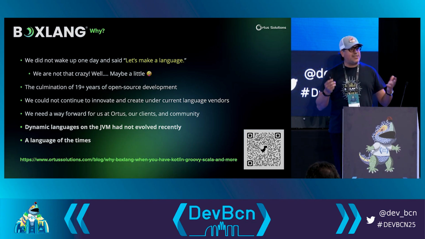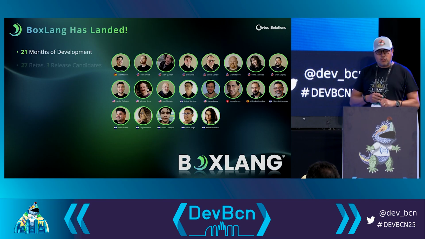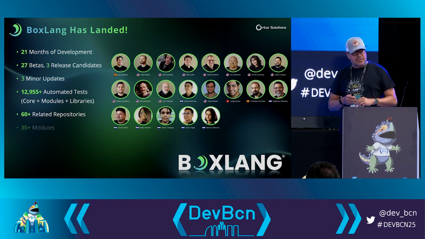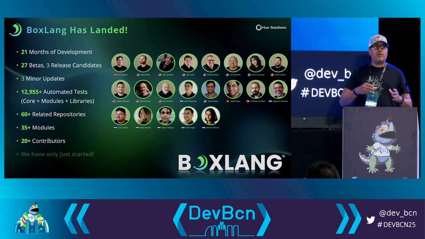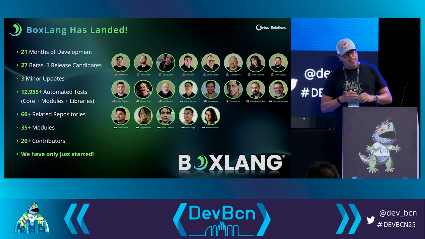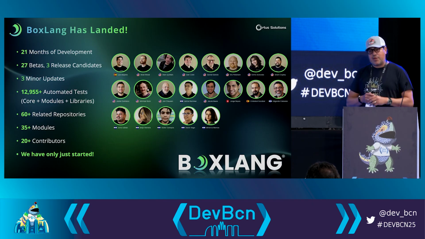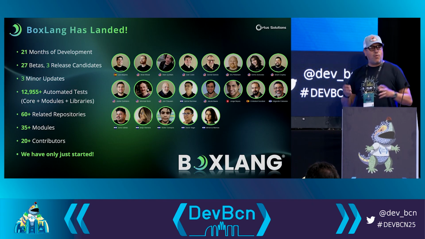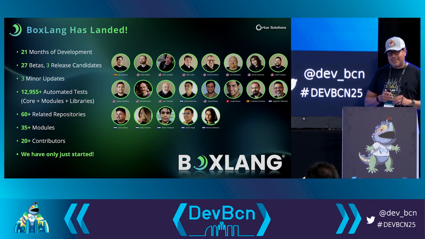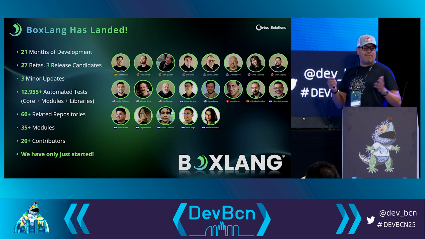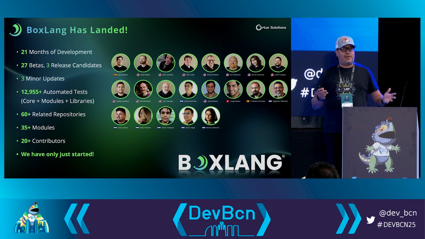So fast forward, those 21 months of development, we did about 27 beta releases, 3 release candidates. We're now into our 4th minor update. We have a collection of almost 13,000 automated tests. We created a lot of test frameworks, so we wanted to make sure that everything was automated and tested. Over 60 related repositories, a ton of modules and contributors already, and we have only just started, right?